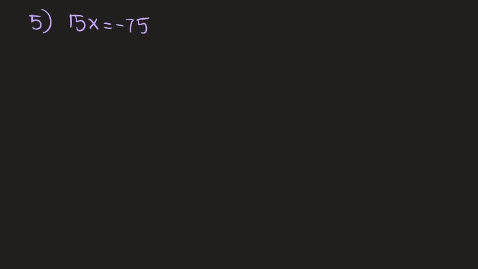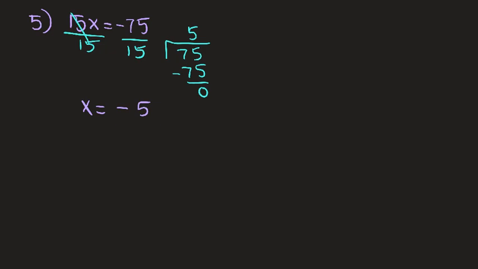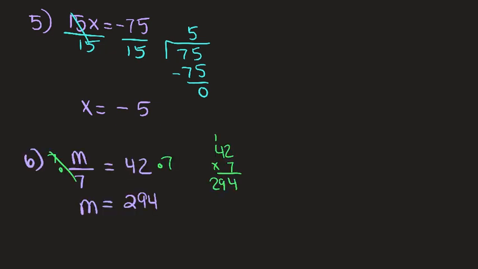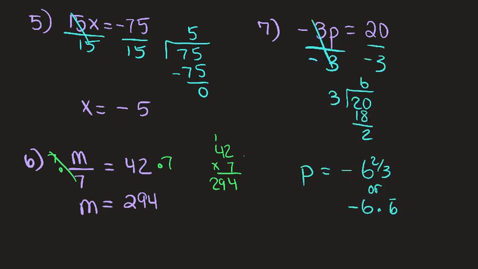Question 5, solve for x. X equals negative 5. Question 6, solve for m. M equals 294. That was a times by 7 song. Question 7, solve for p. P equals negative 6 2/3, or negative 6.6 repeating.